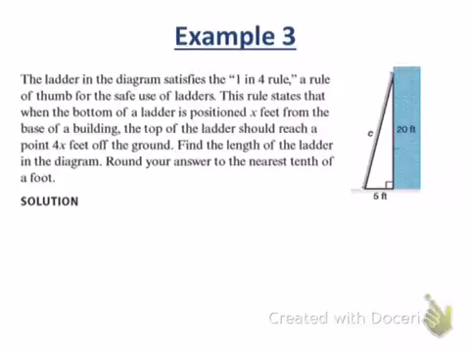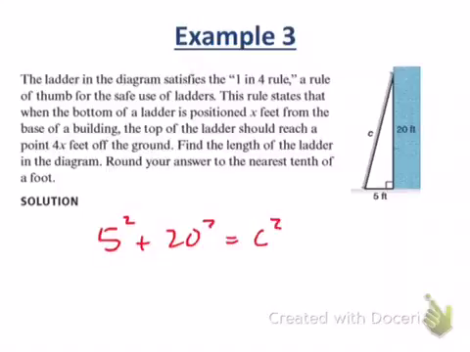The ladder in the diagram satisfies the 1 in 4 rule, a rule of thumb for safe use of ladders. This rule states that when the bottom of a ladder is positioned x feet from the base of the building, the top of the ladder should reach a point 4x feet off the ground. Find the length of the ladder in the diagram and round your answer to the nearest tenth of a foot. So how long of a ladder would we need to reach 20 feet up a building? Not a 20-foot ladder, because that ladder would be standing straight up in the air. So we need 5 squared plus 20 squared equals c squared.